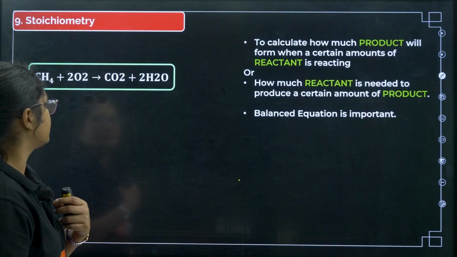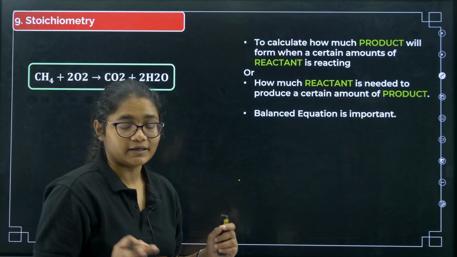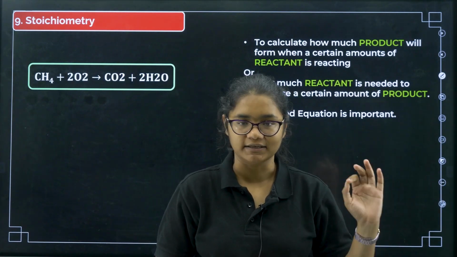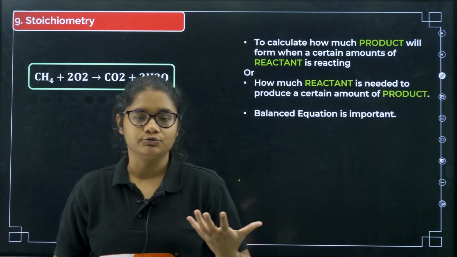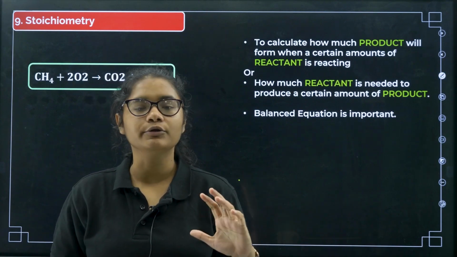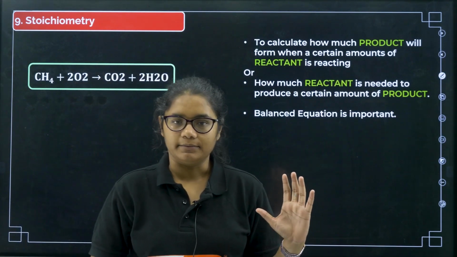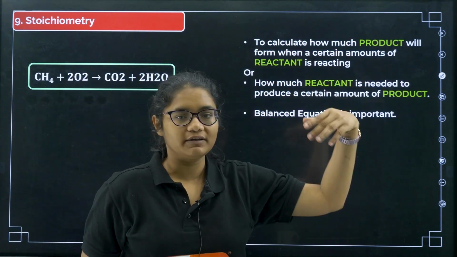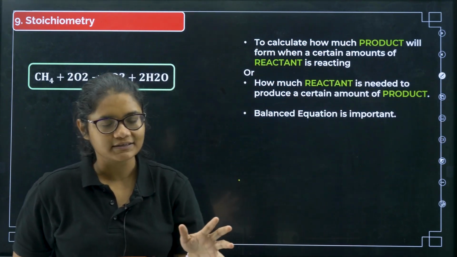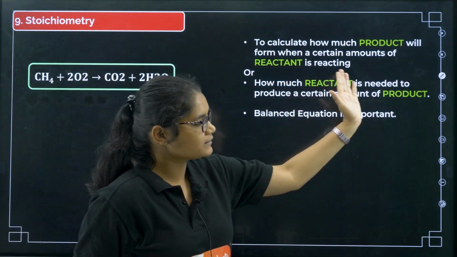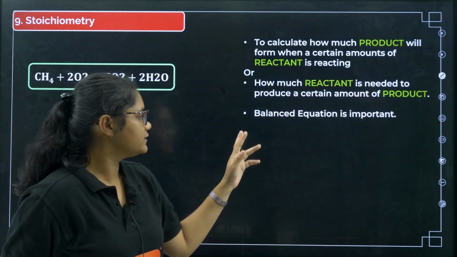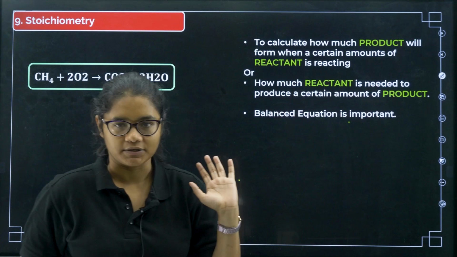Fine. So now let us go to stoichiometry, which is very, very important. Questions on the KCET will be asked from this particular section especially. Now what do you mean by stoichiometry? Stoichiometry is the calculation of how much product will form if you know how many reactants there are, or how many reactants are needed to produce a certain amount of product, and for this we always need the balanced equation.